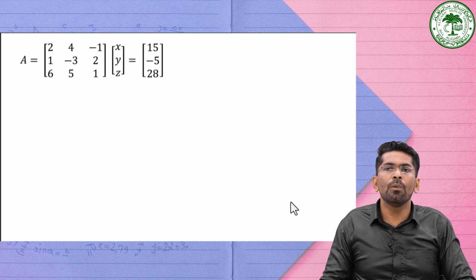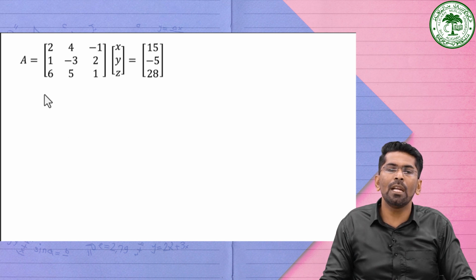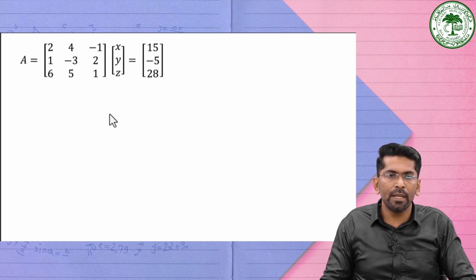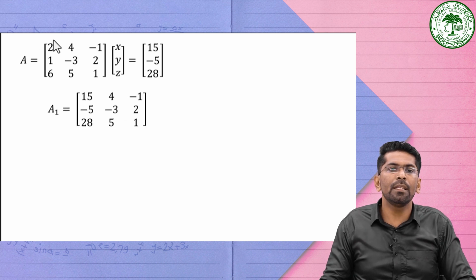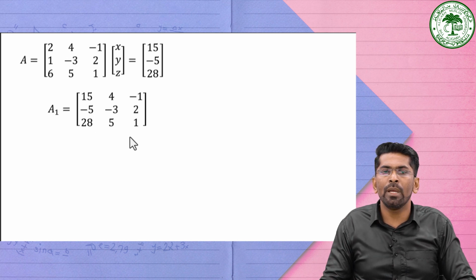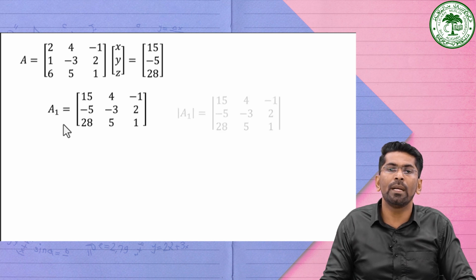Now we are going to replace the first column of the original matrix A by using the constant matrix, that is 15, minus 5 and 28, instead of 2, 1 and 6, so that we will get a special matrix. So this special matrix is formed here by replacing the first column by using the constant matrix, that is 15, minus 5, 28. The second column and the third column will be as they are. So now for the special matrix, that is A1, we are going to find the determinant value.